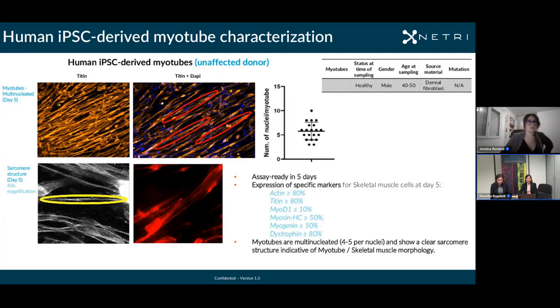Here, you have different representations. Muscle cells from a healthy donor express key markers such as actin and dystrophin and have the expected sarcomere structure, which you can see highlighted in yellow on the left-hand side at the bottom.